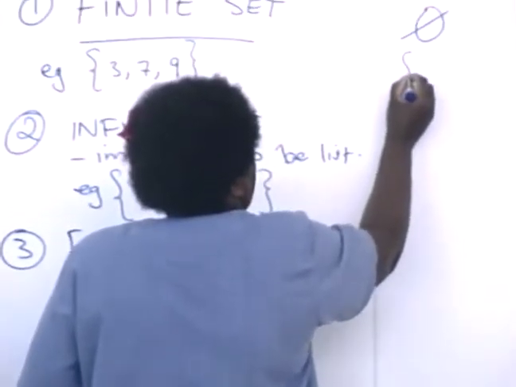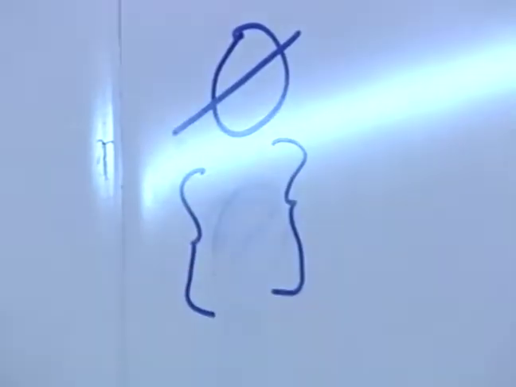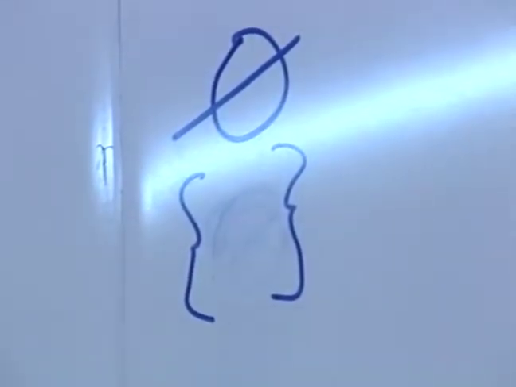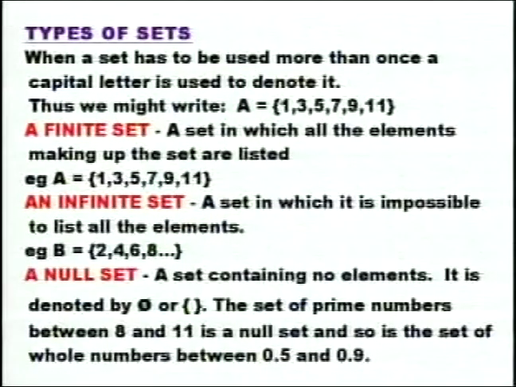Or sometimes only this can be used. That means an empty set, or there's nothing in the set. Okay, the set of prime numbers between 8 and 11. Are there any prime numbers between 8 and 11? The numbers between 8 and 11 are 9 and 10. 9 is not a prime number, 10 is also not a prime number. So if you say a set of prime numbers between 8 and 11, then that set is an empty set because it has no element. Clear? Okay, so that's what we mean by a null set.